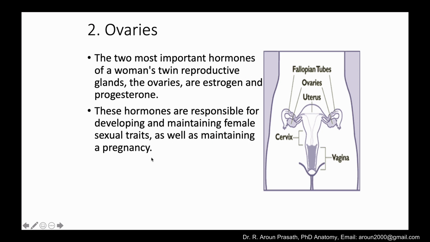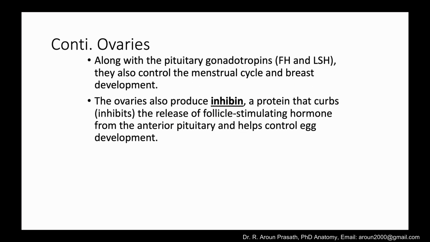Female secondary sexual characteristics mean many things, like changes in voice pattern, then accumulation of more subcutaneous fat, and psychological changes. All these are the female sexual characteristics. Along with the pituitary gonadotrophins, that is the follicle stimulating hormone and the luteinizing hormone, they also control the menstrual cycle and breast development.